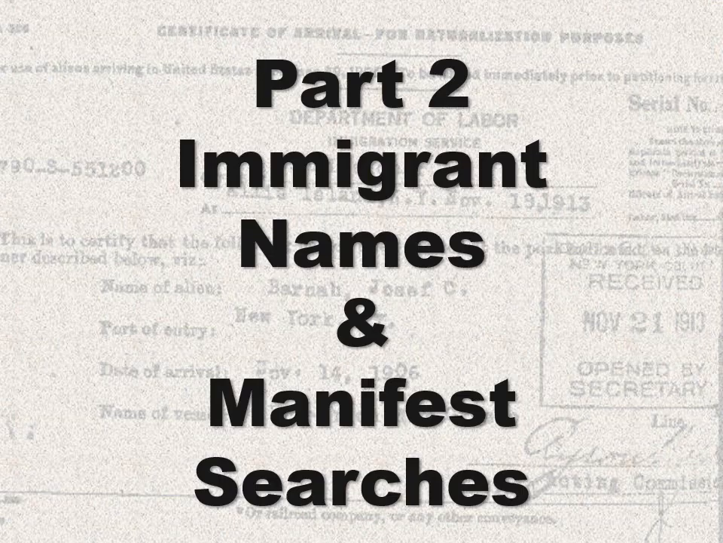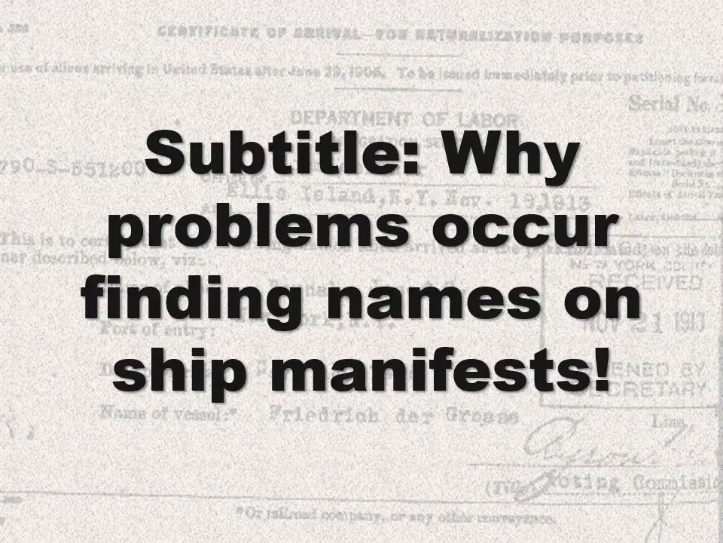Part 2 is going to look in some depth at immigrant names and manifest searches. And Part 2's subtitle is Why Problems Occur Finding Names on Ship Manifests. You know, I'm interested in that topic.